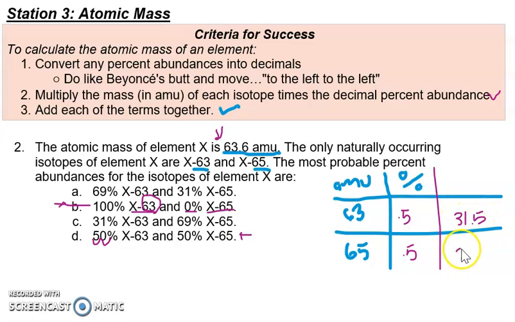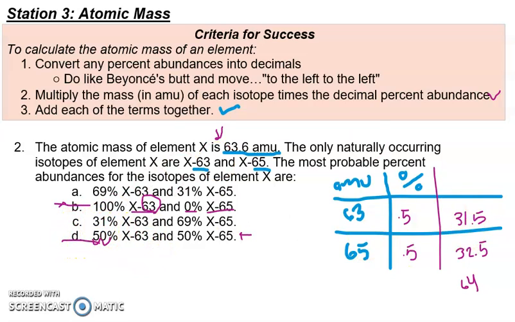31.5 and 32.5. Because I'm working backwards, now I have to add this to see if this addition is equal to 63.6. So 31.5 plus 32.5 is equal to 64. So 64 does not equal 63.6, so it is not D.